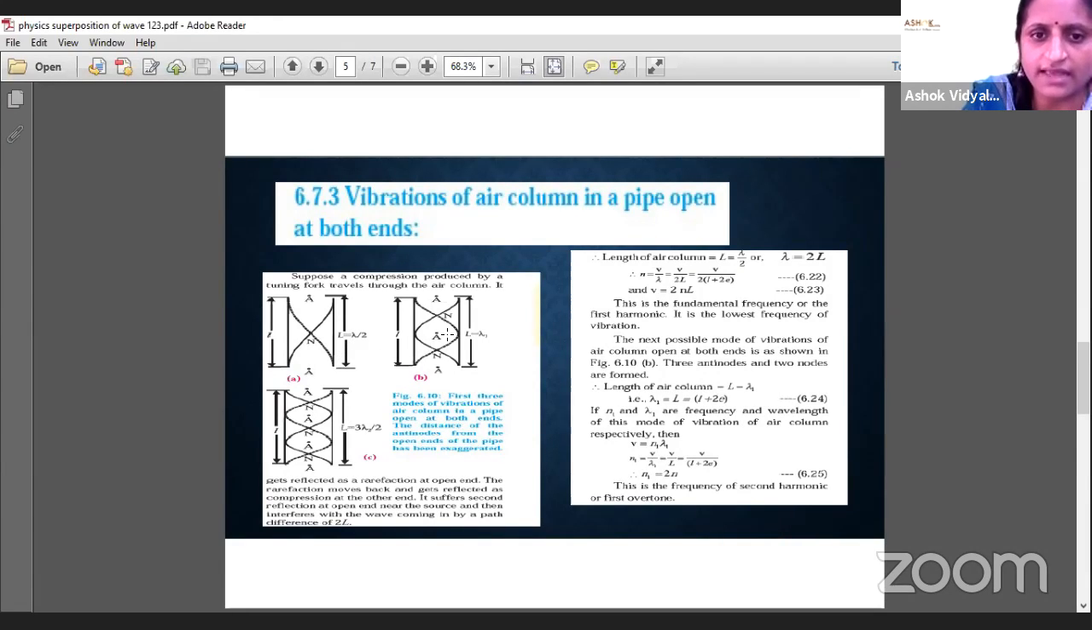In the next diagram, L is equal to lambda 1, and in the next mode of vibration, L is equal to 3 lambda 1 upon 3, lambda 2 upon 2. Now, see the derivation one by one.